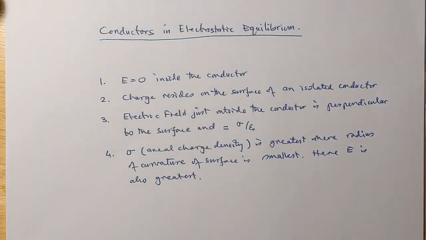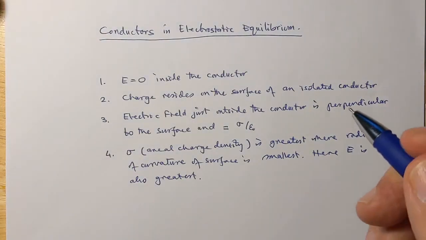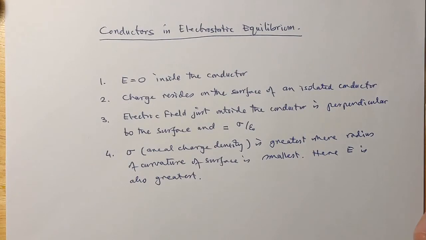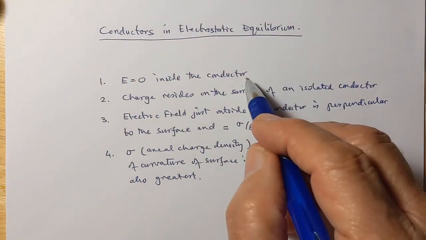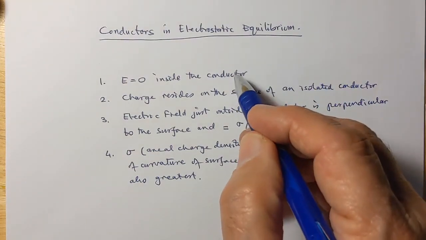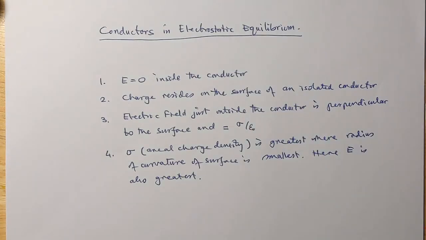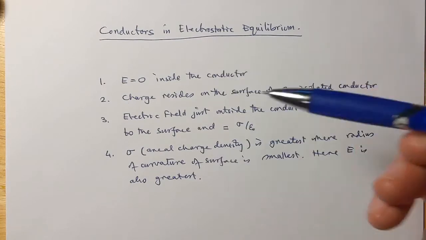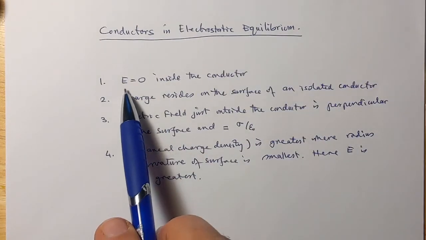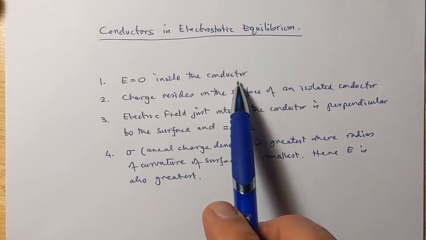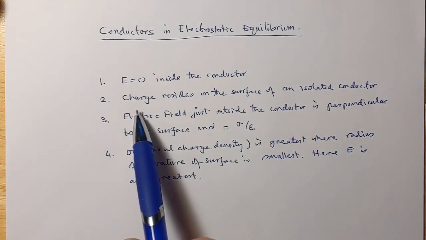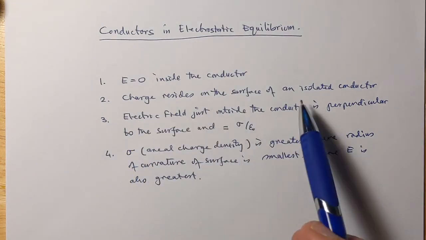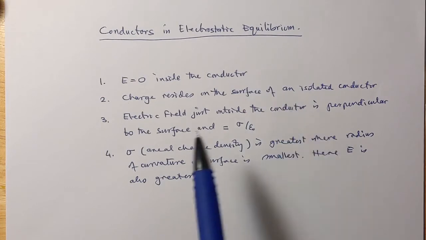We will now see the electric field and electric charge inside a conductor, which means inside a metal or any other conducting material. There are four things that we need to see here. One is that the electric field inside the conductor is zero. The charge on a conductor will be on its outer surface.